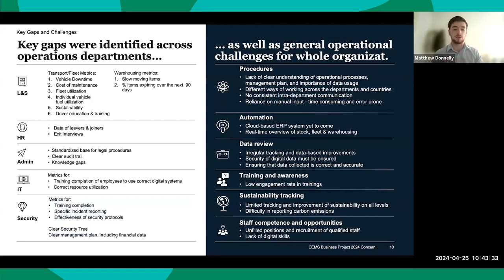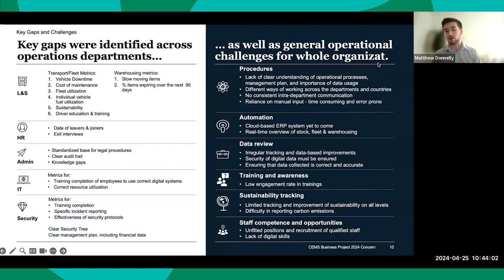And this brings us on to our next point: establishing a clear security tree and a clear management plan, which does include the financial data. If the management plan in general is transparent and can be easily translated to all the participants in the organization, then there will be more of an understanding of how to report the incidents and how to carry out these security protocols in general.